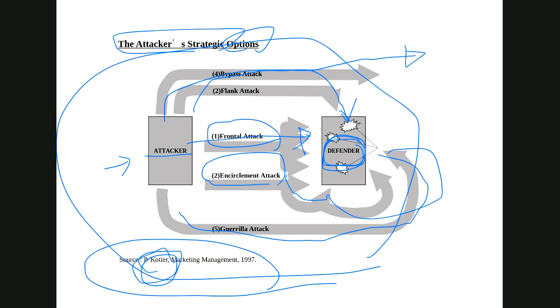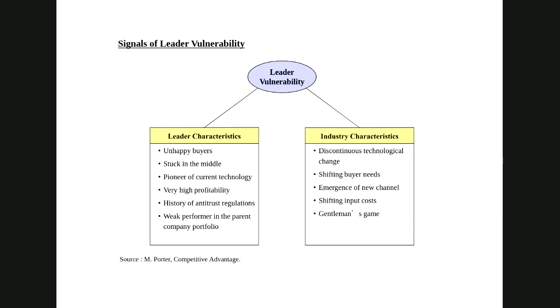Okay, and there are a number of different things, the signals of leader vulnerability. Leader vulnerability means that there must be a market leader. For example, who is leading the mobile phone market now? Who are the market leaders in the mobile phone industry? Apple, probably. Let's think about it. What's going on with Apple? Leader vulnerability and leader characteristics.